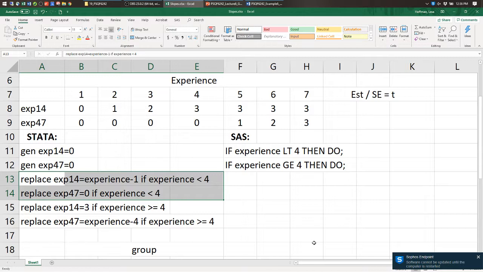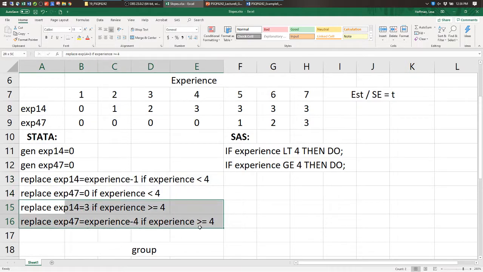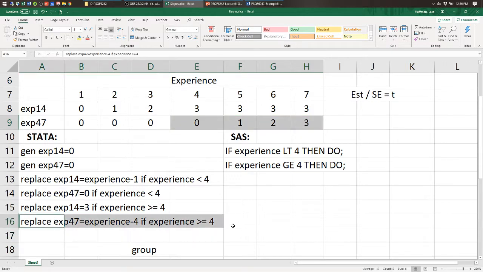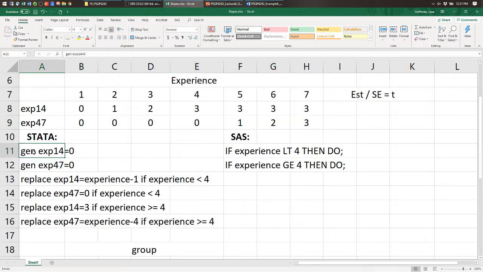The other one is greater than or equal to 4. Then we want to replace the top ones with 3s. That's what the third line here does. And then replace this part right here with experience minus 4. So this part was okay. It was the SAS part that I screwed up.